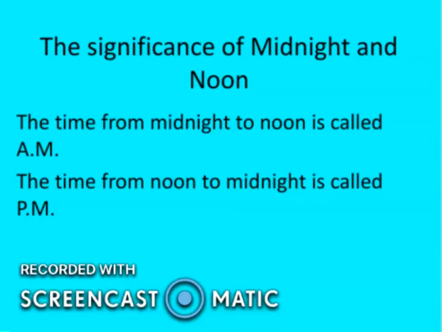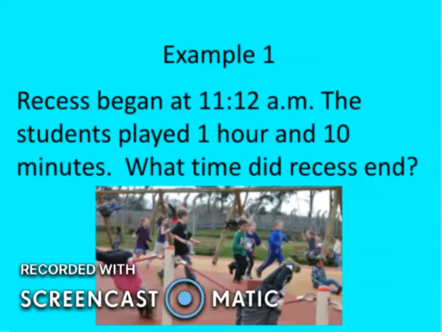So as we're looking at that, we're going to think about how important it is to know the significance of midnight and noon. Now remember that the time from midnight until noon is called AM. So it's kind of like when we're still asleep. Usually we're asleep at that time, or we should be. The AM is going to be from midnight to noon the next day. The time from noon to midnight is called PM. So those are going to be important for us when we're thinking about elapsed time.